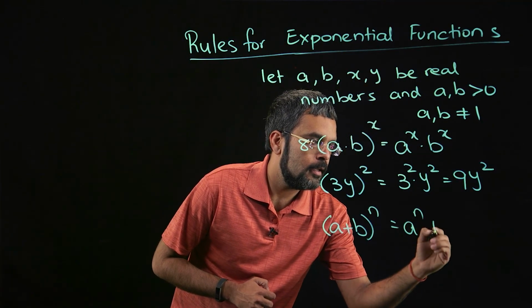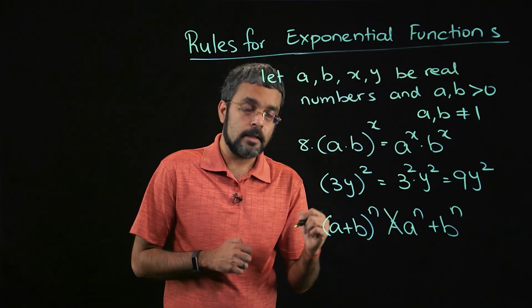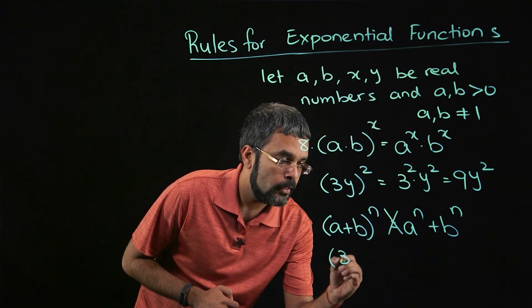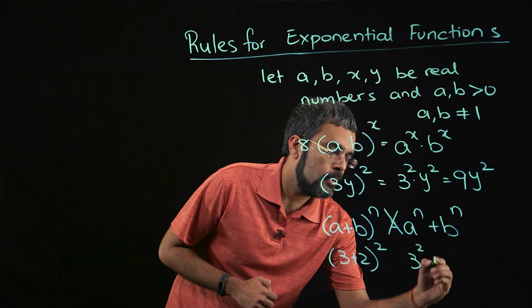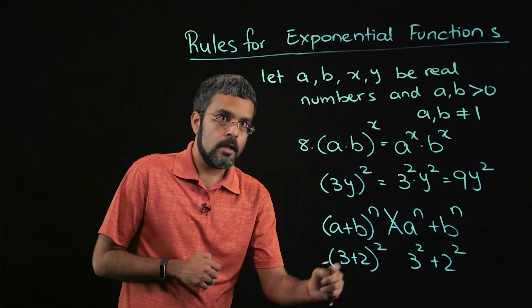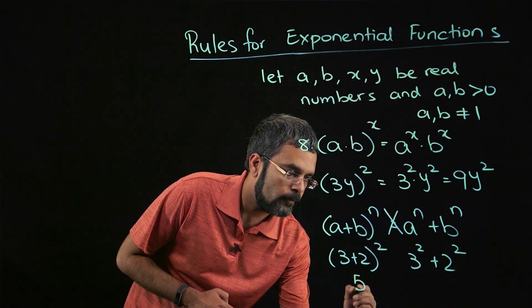Okay? Although remember, a common mistake again here is when people say a plus b to the n is a to the n plus b to the n. That doesn't work. This is false. Let's take an example. If I had 3 plus 2 squared, and if I had 3 squared plus 2 squared, right?